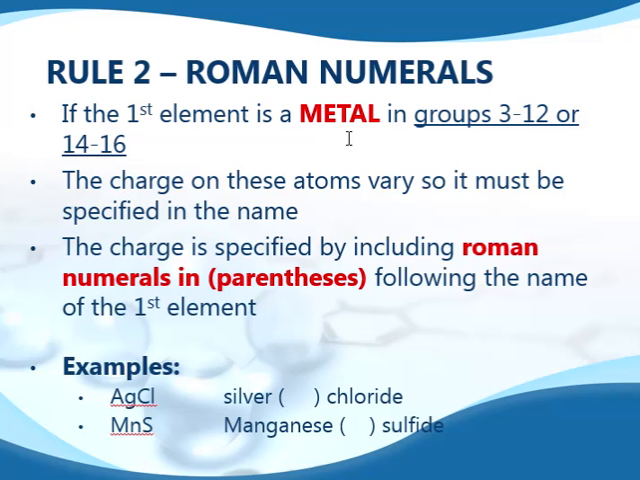The charge must be specified by including a Roman numeral in parentheses. You may decide to remember this rule by parentheses. I think that would be a good and safe bet. So we've got two things: silver and chlorine, manganese and sulfur. Well, you're still going to name them the same way. Just name what elements they are. We've got silver and chlorine. Chlorine becomes chloride. Sulfur becomes sulfide. That should not be difficult.